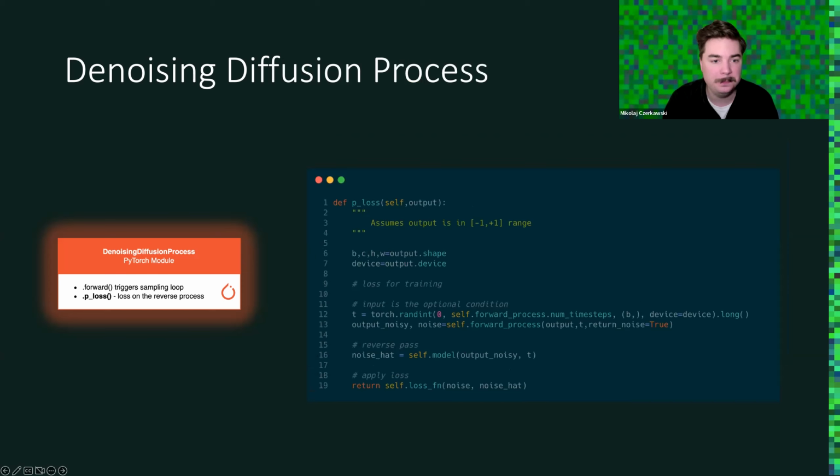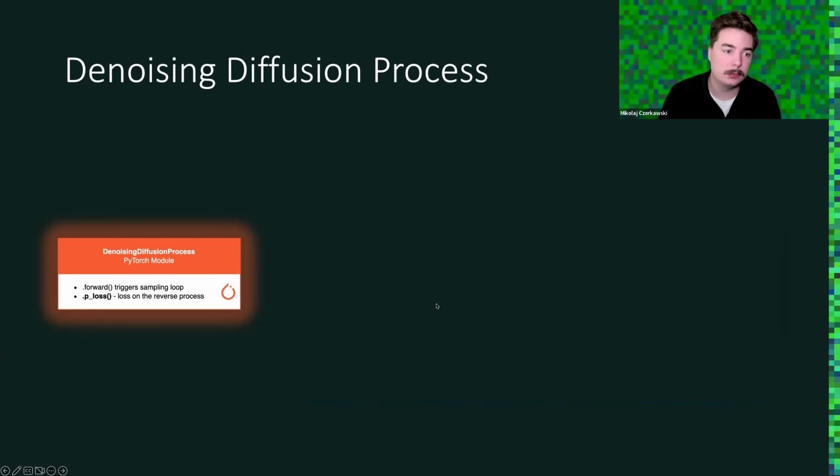Okay, so inside the same module, the denoising diffusion process, we can define a p-loss, which is basically what's being optimized during training. And again, similar to one of the previous examples in the earlier episode, we sample t uniformly, and then we use a forward process to get our output noisy sample and the noise, epsilon. And we try to predict epsilon, and we use our loss function to compute the error.